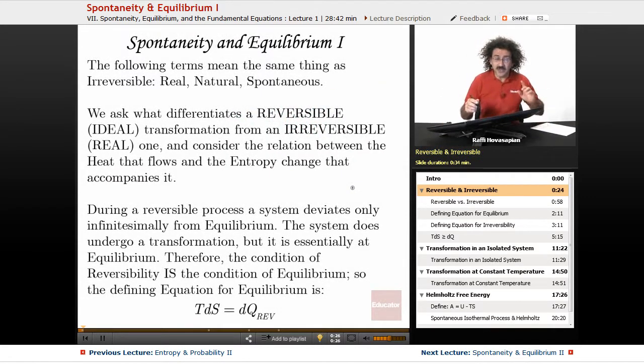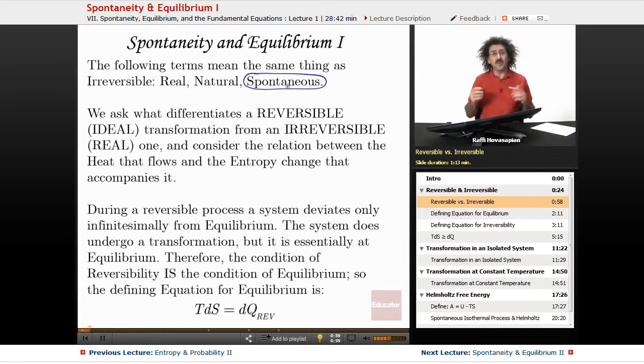Okay, so the following terms mean the same thing as irreversible. We'll often refer to an irreversible transformation as a real transformation, natural transformation, spontaneous transformation. Let me go ahead and use the blue ink here. This is going to be the word that we use the most often. When we talk about reactions, you remember from general chemistry, we talk about spontaneity, a spontaneous reaction. It has nothing to do with speed. It's just a thermodynamic quality, and we'll talk about it a little bit more. So irreversible, real, natural, or spontaneous.